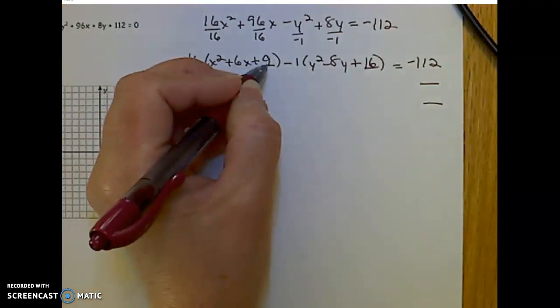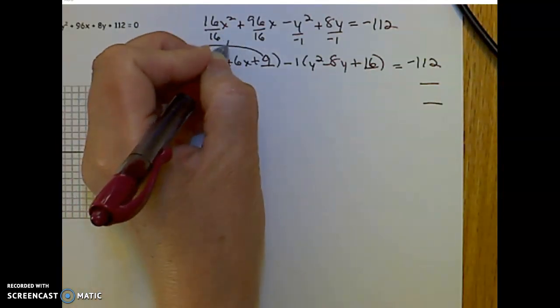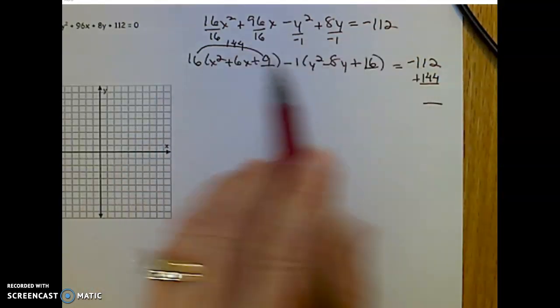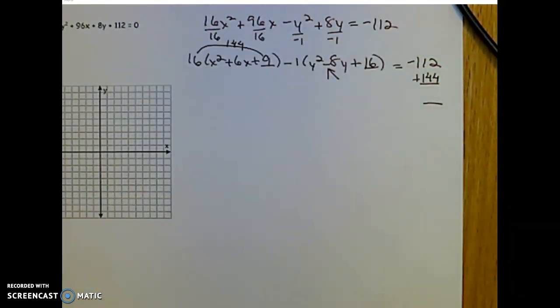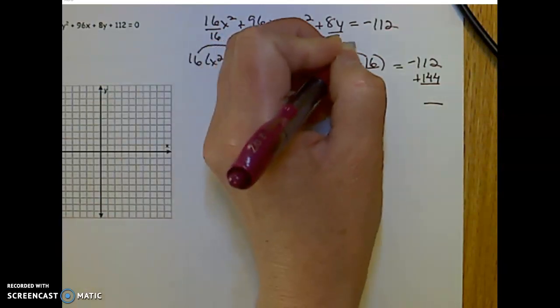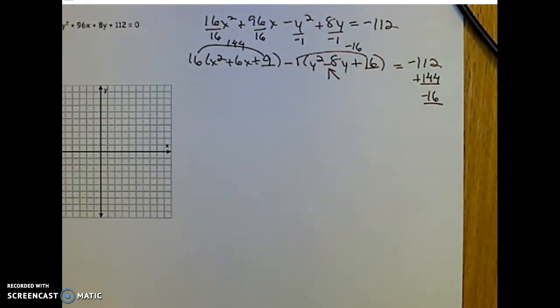I just want to point out 9 completes my square. 9 times 16 is 144, so I'm going to add 144 to the right. This is the most common mistake, that sign right there for a hyperbola. When you factor out a -1, that should be a -8y. Complete your square. Actually change by a -16 and subtract 16. Just careful there, and now I'm going to complete this hyperbola.